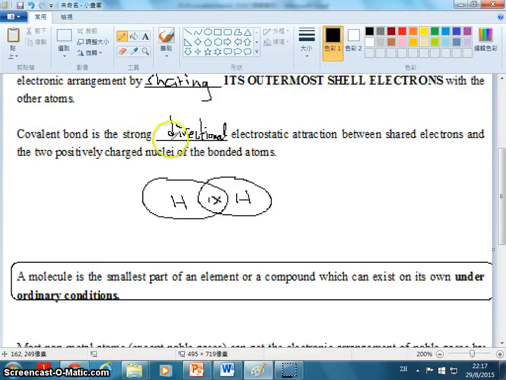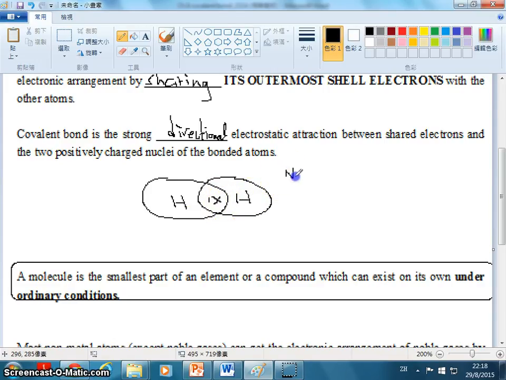A covalent bond is the strong directional electrostatic attraction, again attraction, between shared electrons and the two positively charged nuclei of the bonded atoms. Just take hydrogen as an example. Hydrogen has one electron in its outermost shell, so if it wants to become stable just like helium, it will need to share its electron in the middle with another hydrogen atom. That is how a covalent bond works.